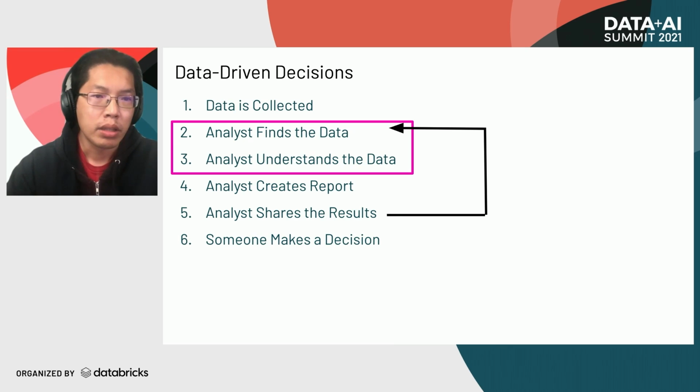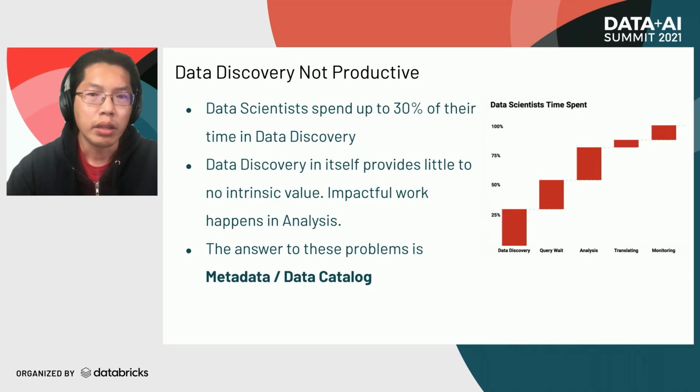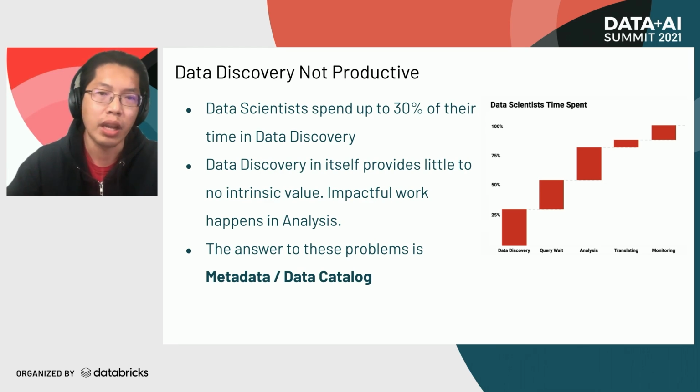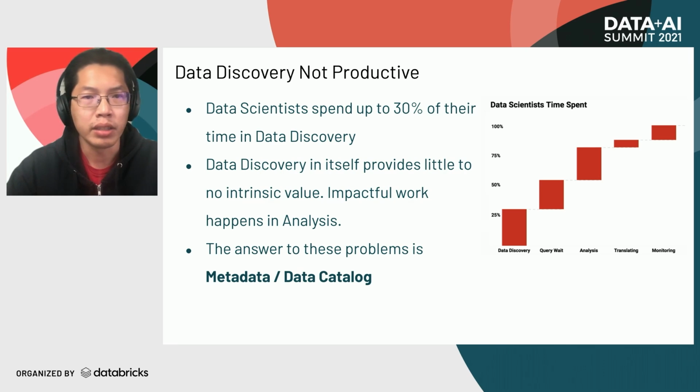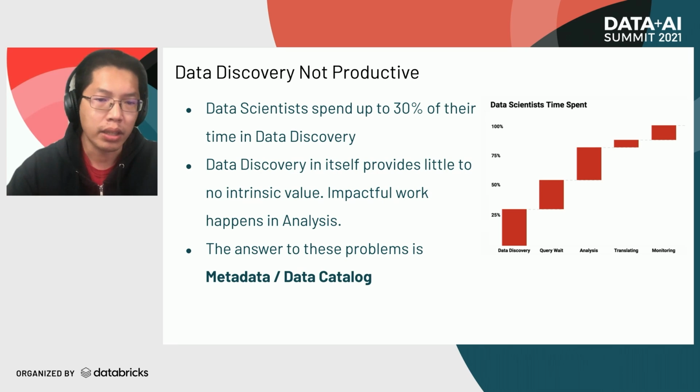From the workflow, step 2 and step 3 are considered the data discovery and data exploration phase. In fact, from one study, you could see that data scientists sometimes spend up to 30% of their time in data discovery. And we could tell that it's not very effective. You want people to spend as little time as possible in the data discovery phase, while spending most of their time doing the data analysis, like finding the right insight from the data. So how could we shorten the time in data discovery? The answer is using a metadata data catalog solution.